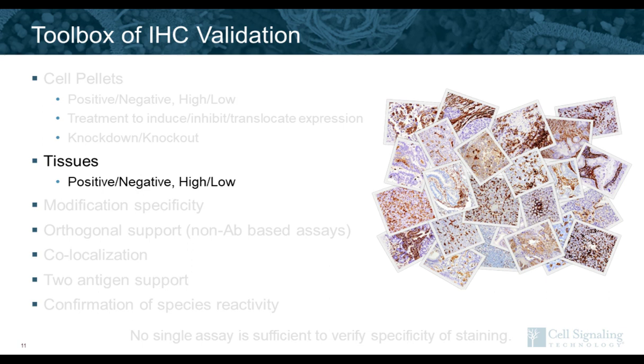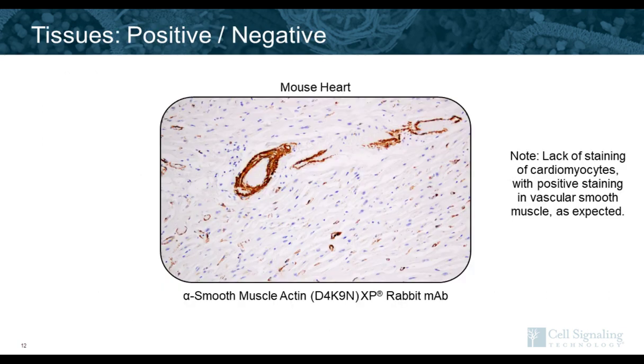Next, I'll discuss the use of high and low tissue models in IHC validation. Here is a simple example of an antibody that detects smooth muscle actin. In this section of mouse heart, you can see that the antibody is staining the vascular smooth muscle as expected, while it is clean in the cardiomyocytes. This is a good example of how we can use negative internal controls, in this case the cardiac muscle cells, to guide our validation.